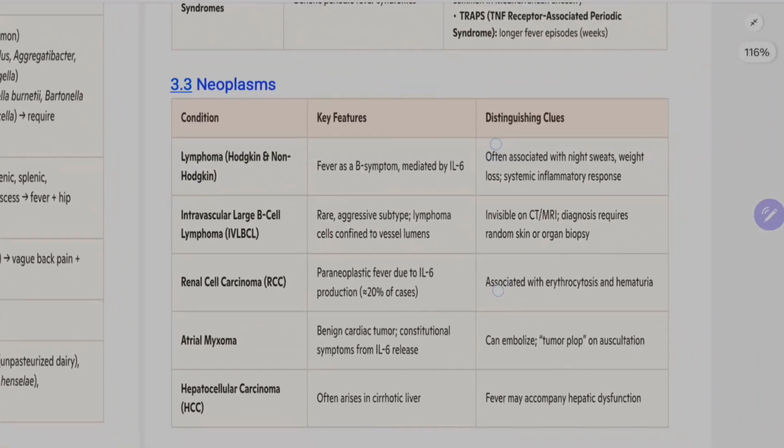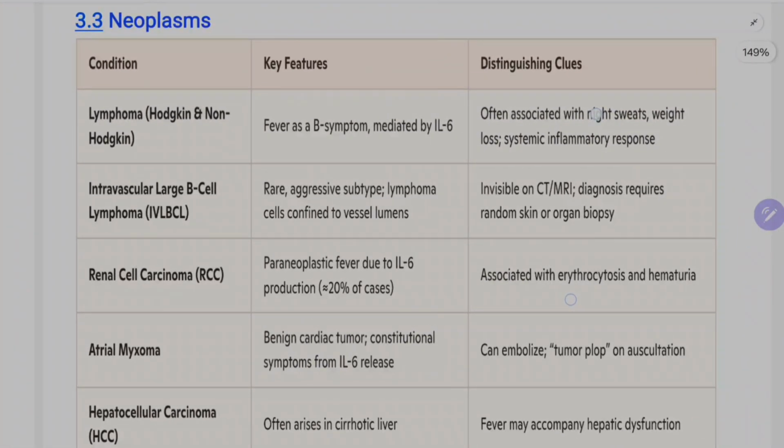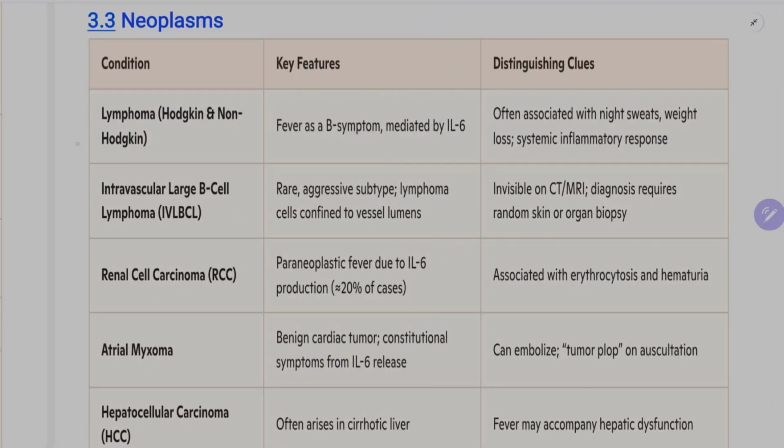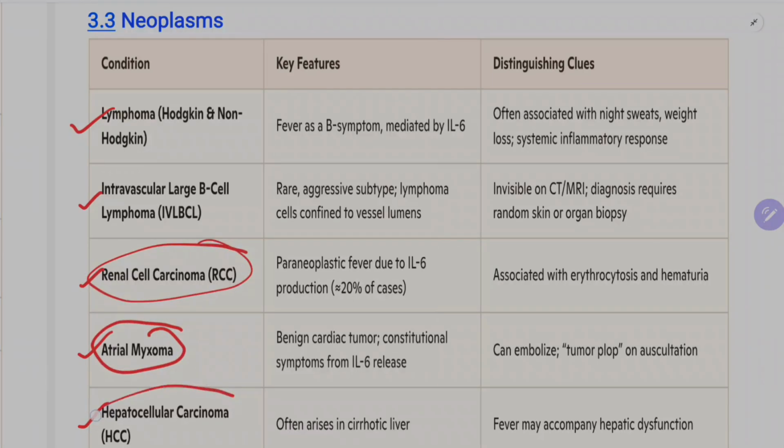Now the third of the big three is the neoplasms. Number one cause is lymphoma, Hodgkin or non-Hodgkin lymphoma. The second is intravascular large B-cell lymphoma. Third is renal cell carcinoma. Fourth is atrial myxoma. Fifth is hepatocellular carcinoma. So this is chest, these two are abdomen, and this is the reticuloendothelial system.